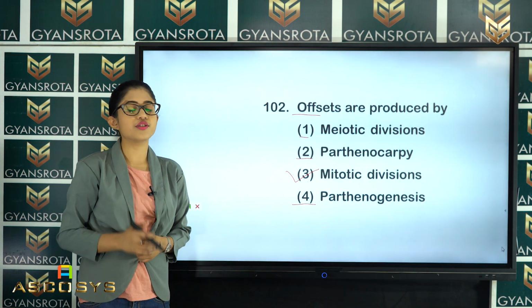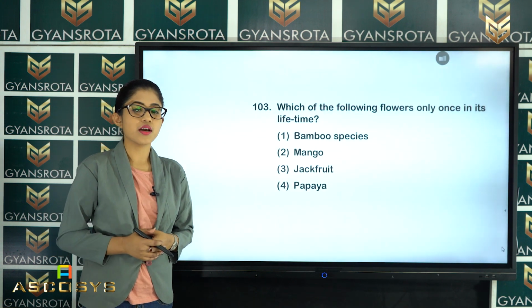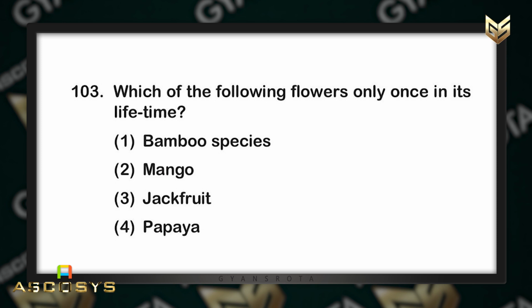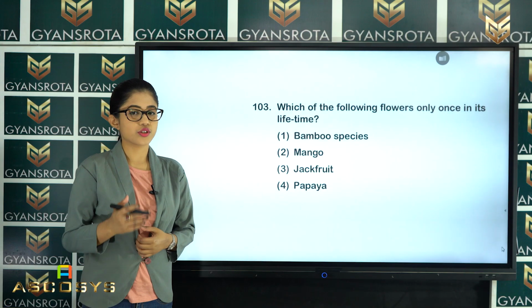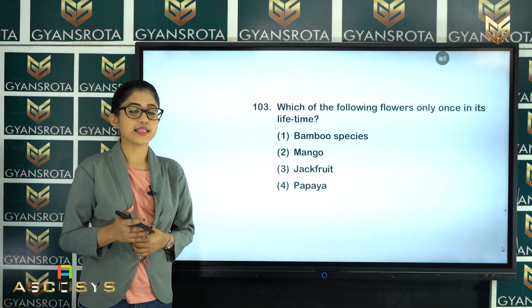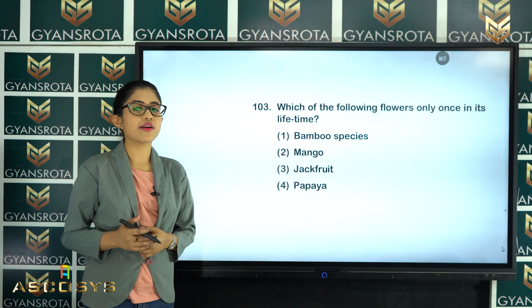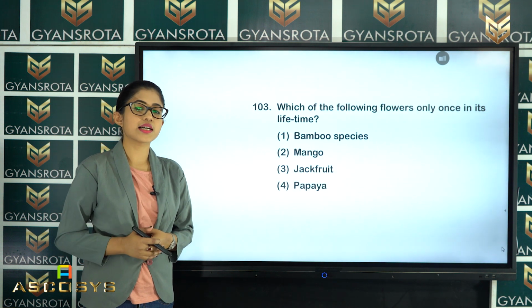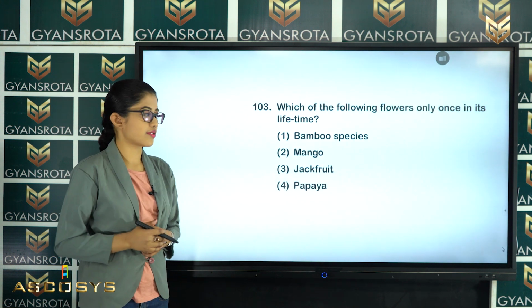Now let's move on to the next question. In the next question, question number 103: which of the following flowers only once in its lifetime? Bamboo species, mango, jackfruit or papaya? So this is a very easy question and it is directly from the NCERT textbook of the chapter Reproduction in Organism. There we have got this, bamboo species are the ones which flower once in 50 to 100 years, right?